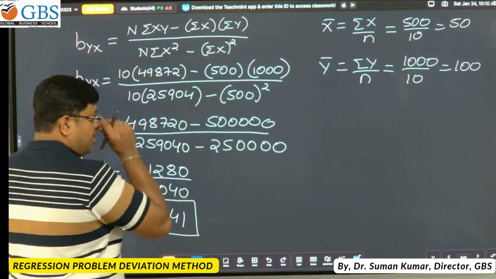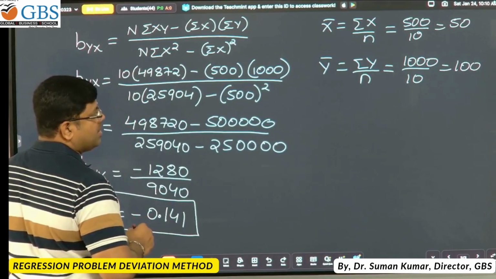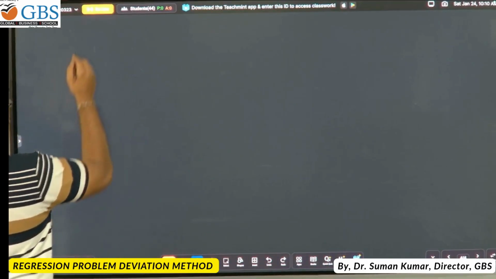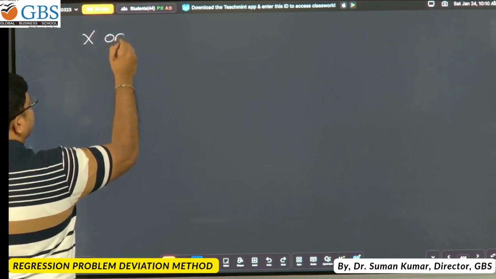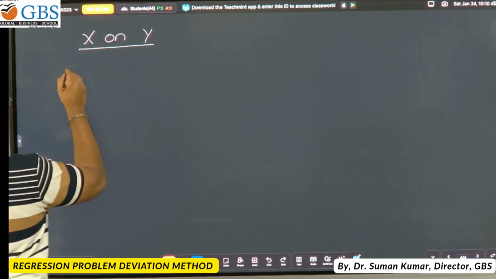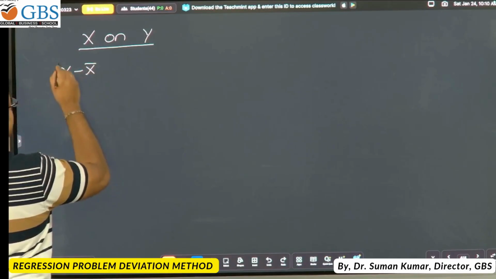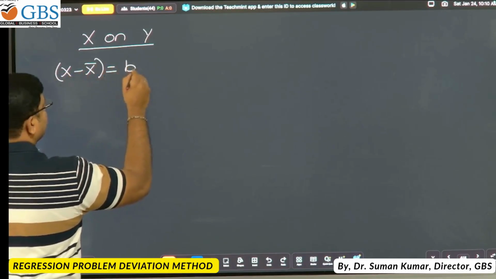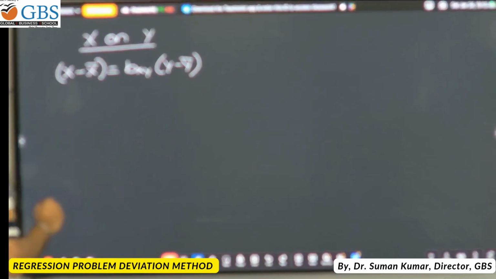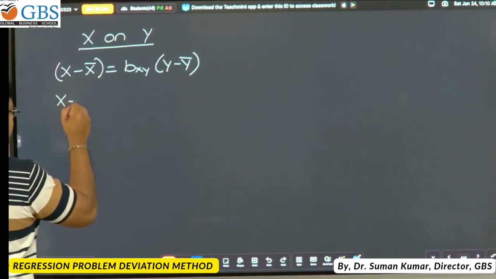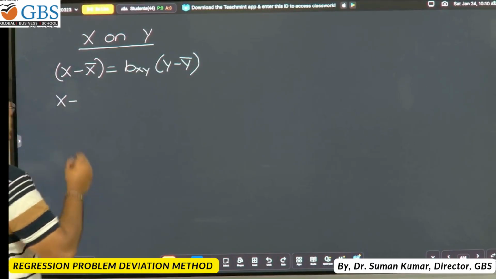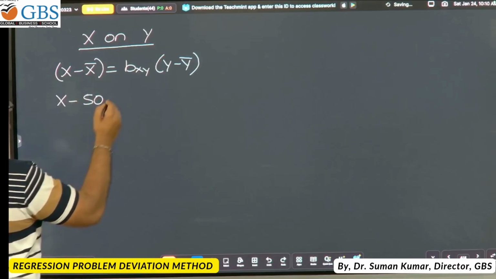So we have to consider the main formula. Okay, I'll take a new page for that. The main formula, that is x on y. Our job is to find out both x on y and y on x. So first I'm writing x on y. What is the x on y formula? X minus x bar is equal to bxy into y minus y bar. This is the main formula. So now x as it is, what is x bar? We found out x bar, how much? 50. So 50 I have to substitute here.